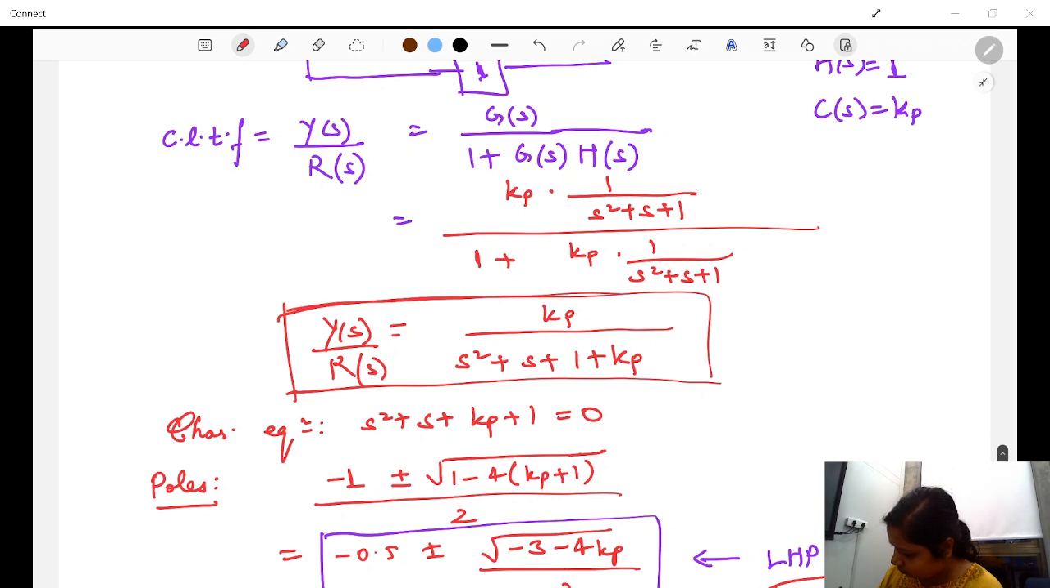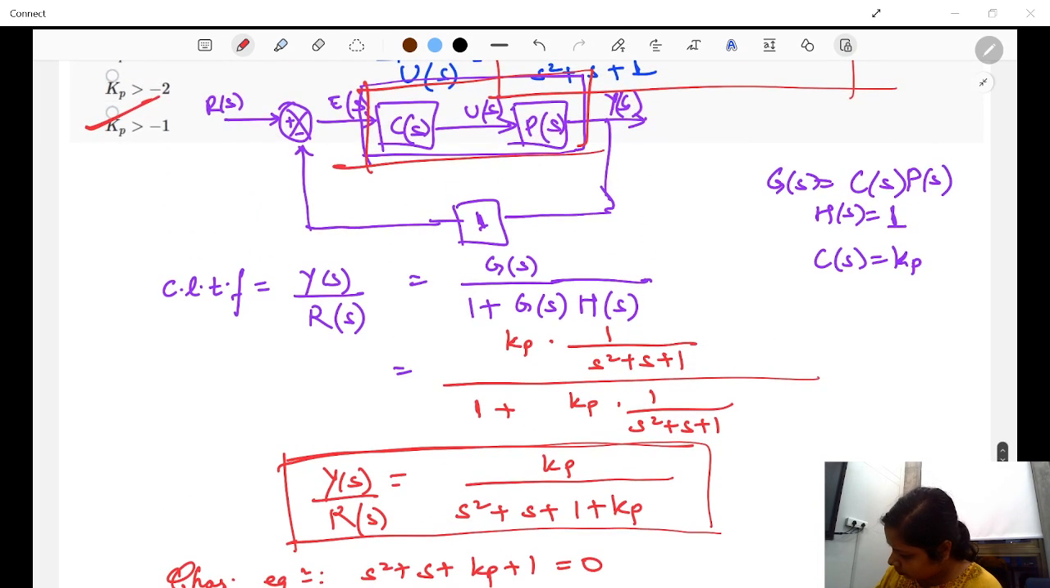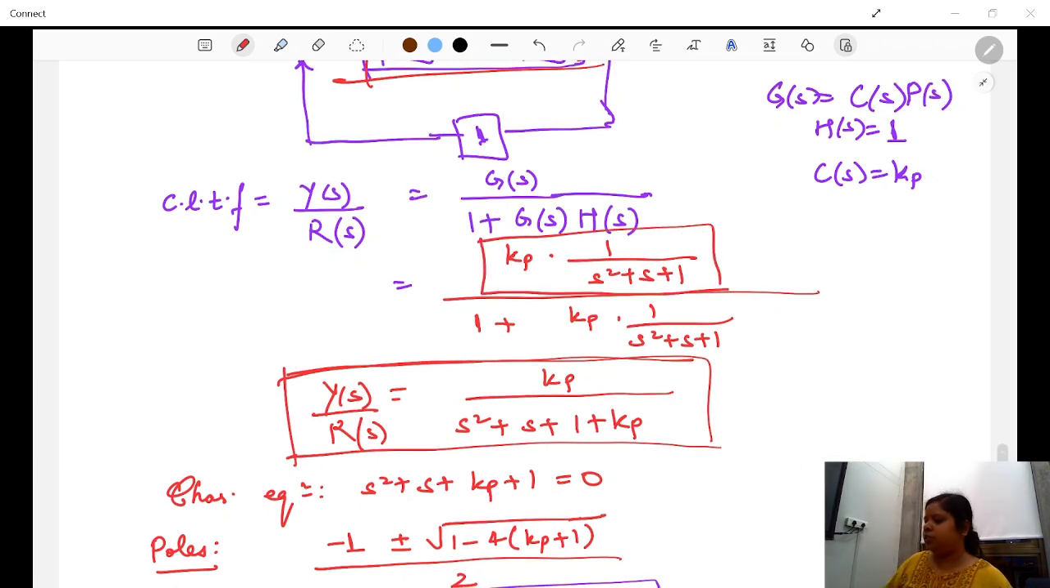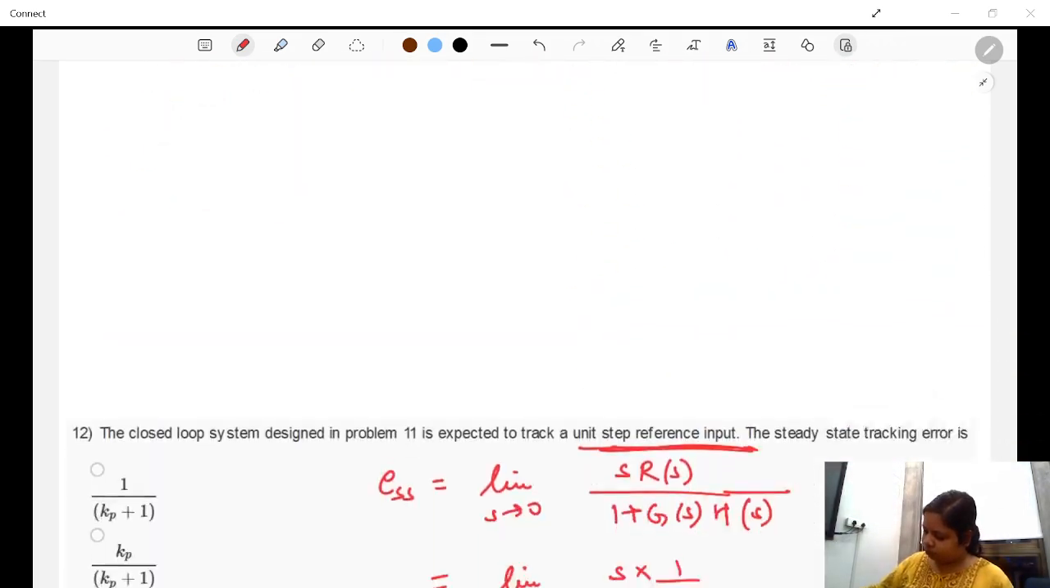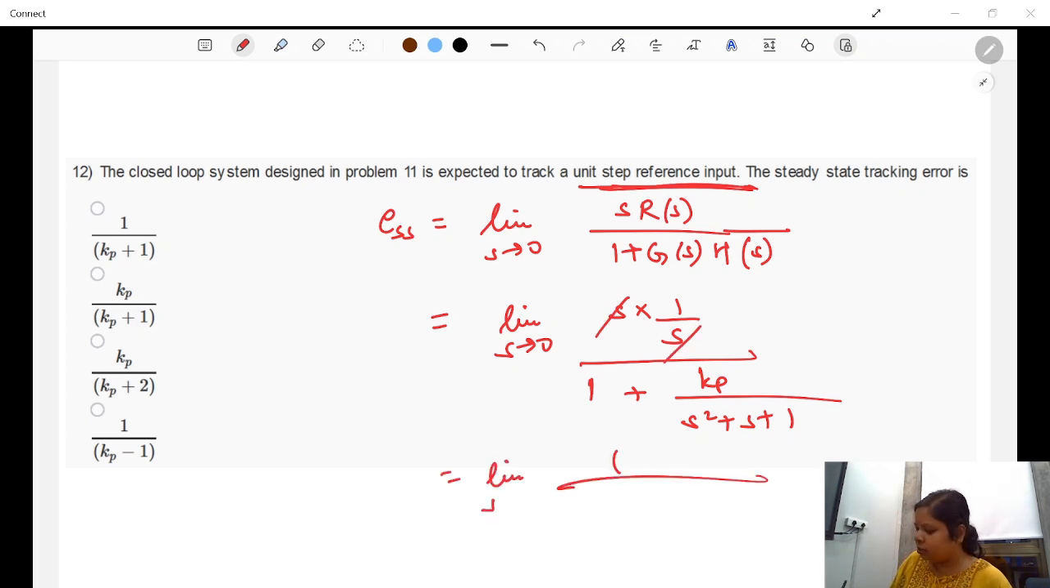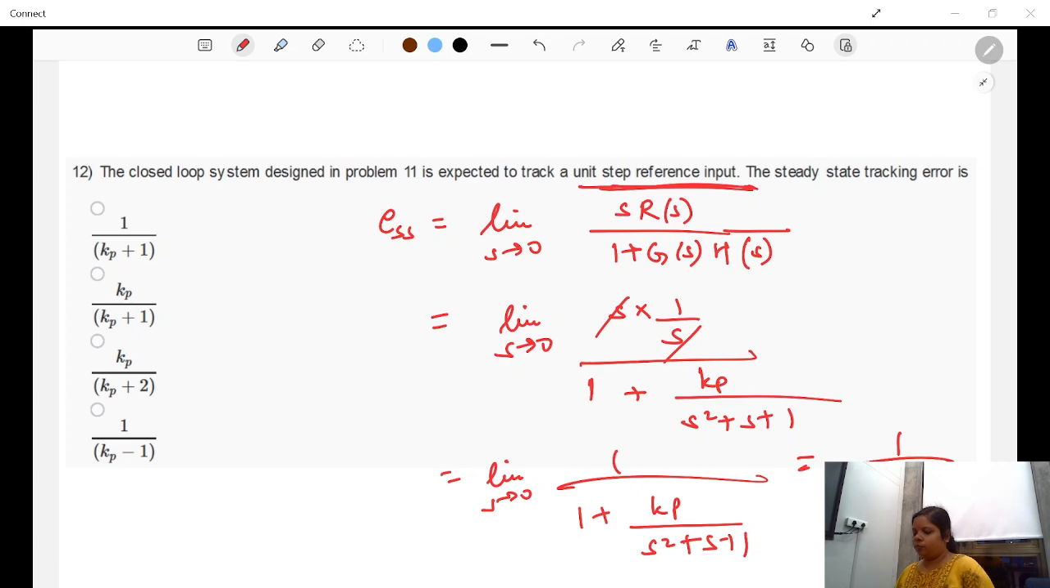This was your Gs into Hs, right? Kp upon s squared plus s plus 1. s cancels out, so it becomes limit s tends to 0, 1 upon 1 plus Kp upon s squared plus s plus 1. Put s equal to 0, you'll get 1 upon 1 plus Kp. Okay, so this is your answer to this question.